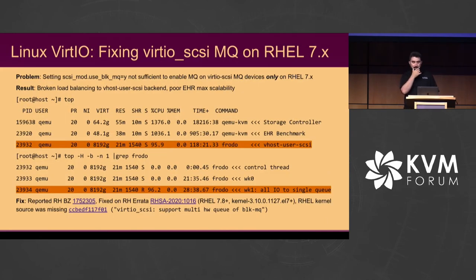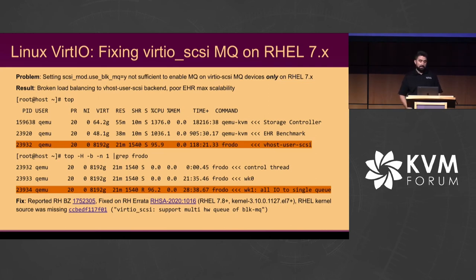Last two bits here, one of them is Linux VirtIO related. This isn't throwing any tomatoes at our friends at Red Hat, but prior to Red Hat 7.8, multi-queue didn't actually work for VirtIO SCSI, where if you had a multi-queue enabled backend, it would just funnel everything to one queue.